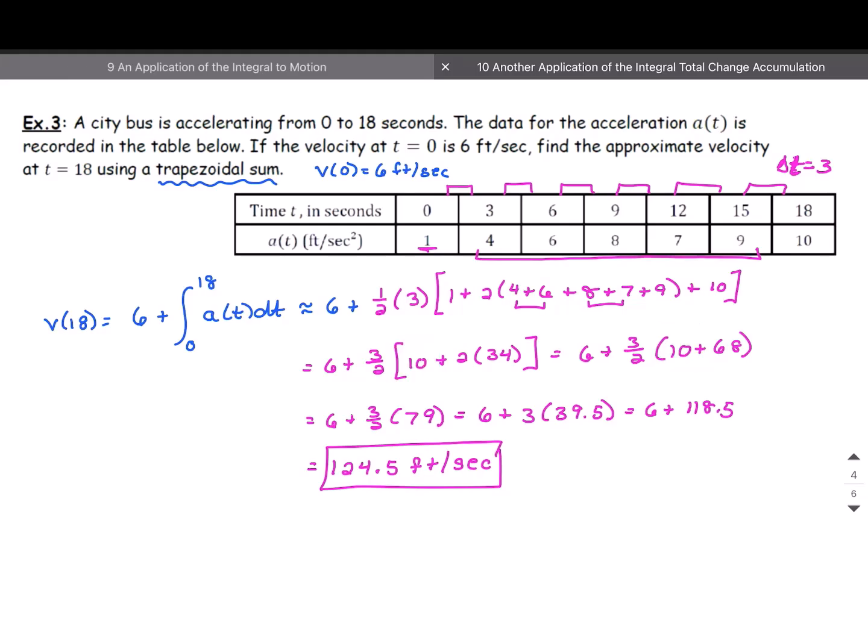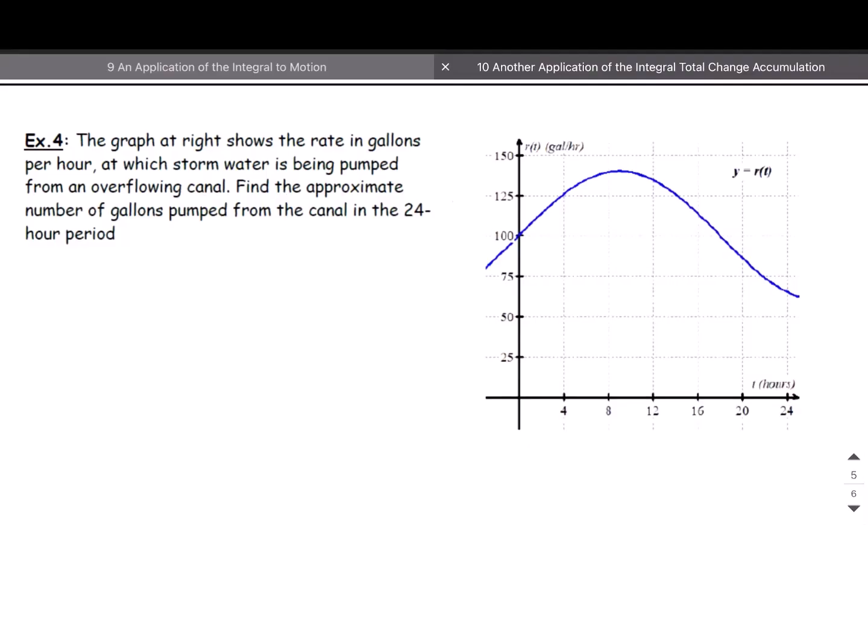All right. Now, let's look at a graphical problem. The graph at the right shows the rate in gallons per hour at which stormwater is being pumped from an overflowing canal. Find the approximate number of gallons pumped from the canal in the 24-hour period. So if we want to know the total that was pumped from the canal, that's the integral from 0 to 24 of the rate R of t dt. Now we are supposed to approximate this. The best approximation we know is a trapezoid, right, when we have a graph. So we're going to use a trapezoidal approximation.